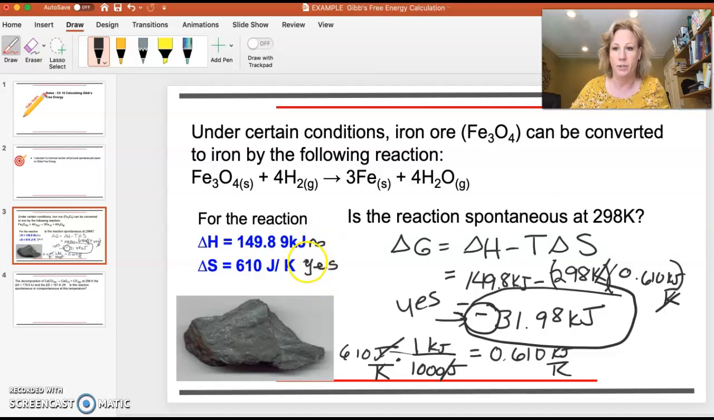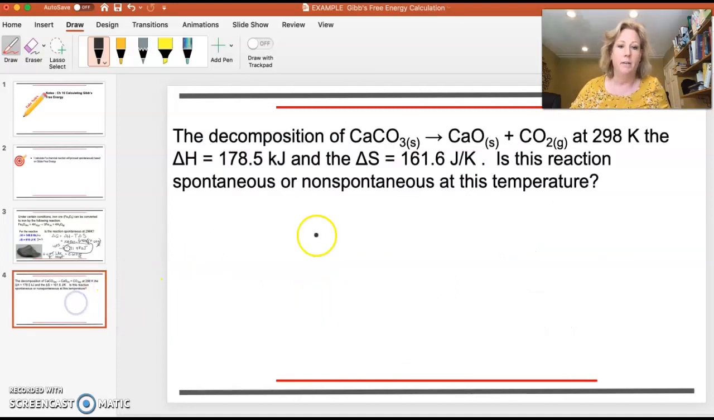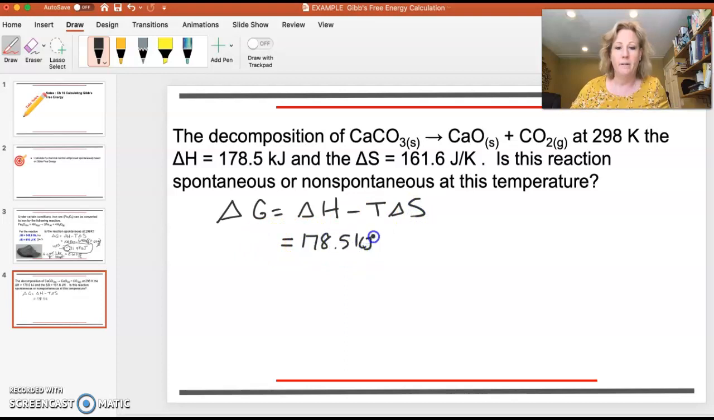Another reaction, this is the decomposition of calcium carbonate into calcium oxide and carbon dioxide, and again at 298 Kelvin. So I have the delta H and the delta S, so we'll just calculate this again, and then we can see whether or not this reaction will happen spontaneously on its own. So I put the 178.5 here, 298 Kelvin.